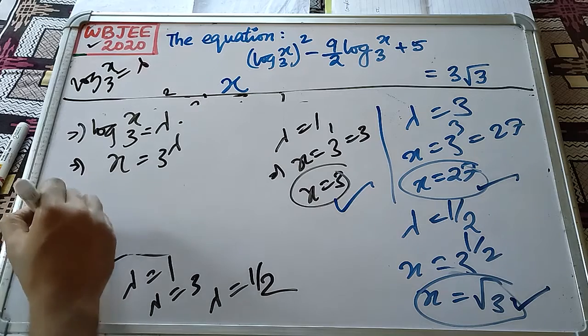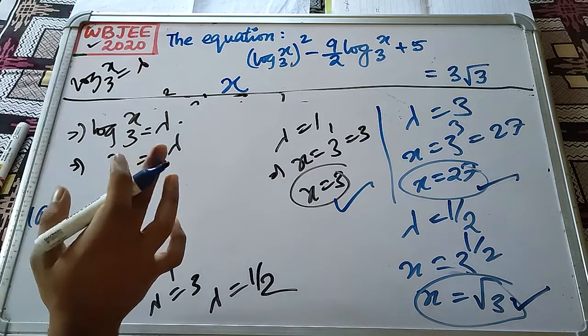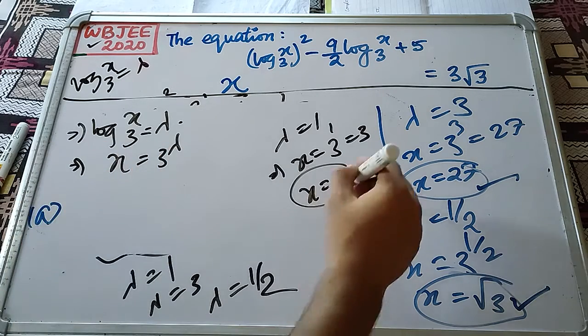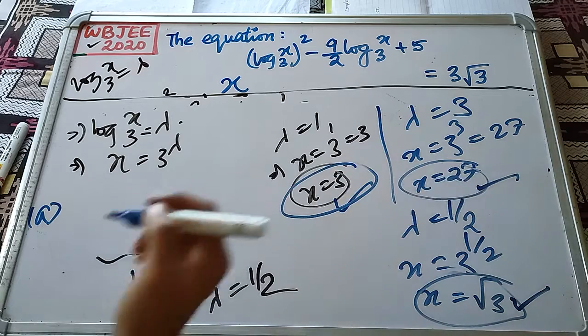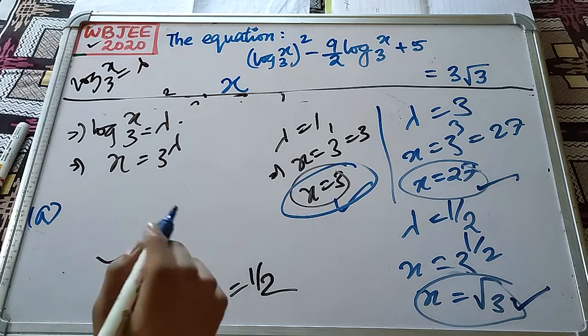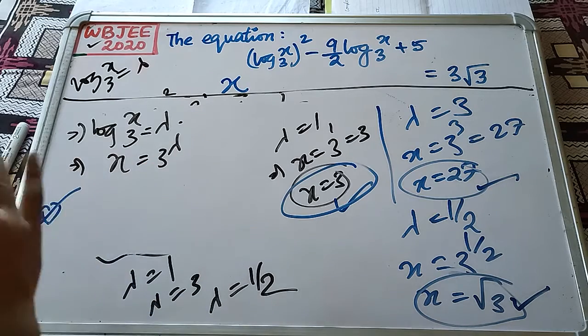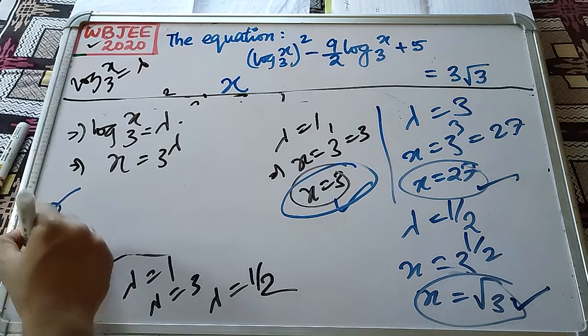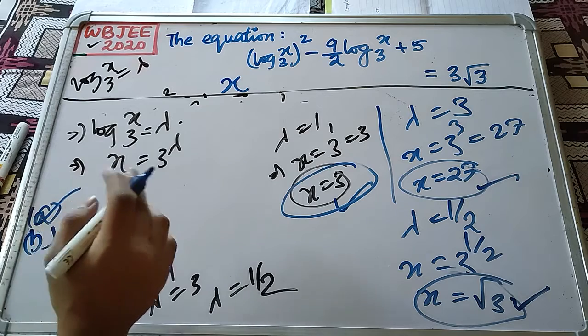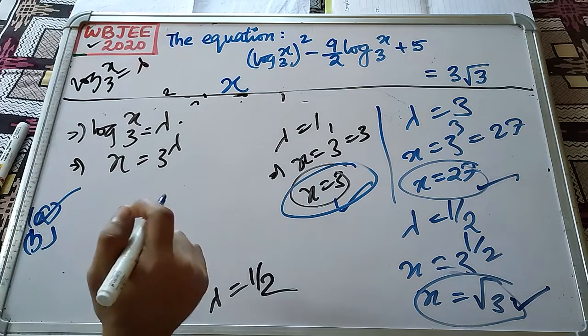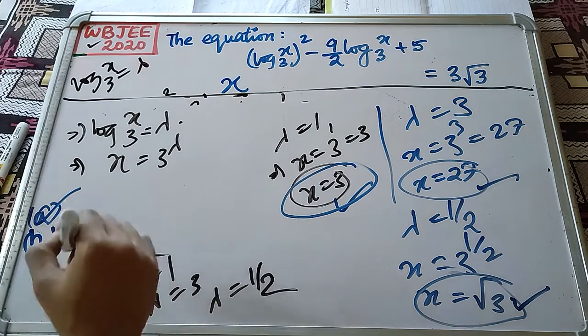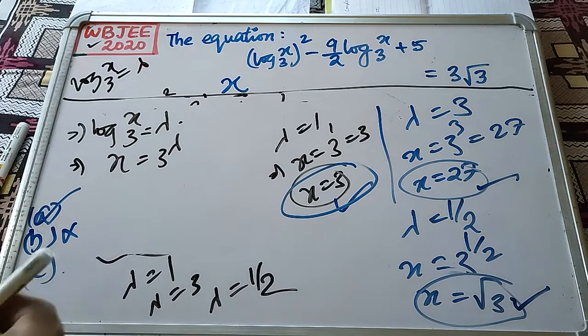So if you remember, option A said that the equation has at least one real root. So we can see that x equals 3 is also there, x equals 27 is also there. Therefore we have at least one real root, right? Because at least means that minimum you have to have one real root, correct? Option B said that exactly one real root. It is not the case because you have two real roots. Therefore option B cancel out.